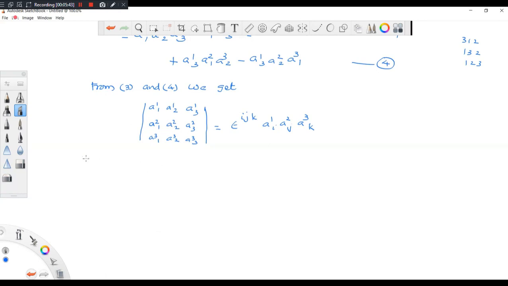Okay. Now, similarly, we can show that the same determinant is equal to epsilon ijk AI1 AJ2 AK3. Okay, the same thing you write here.